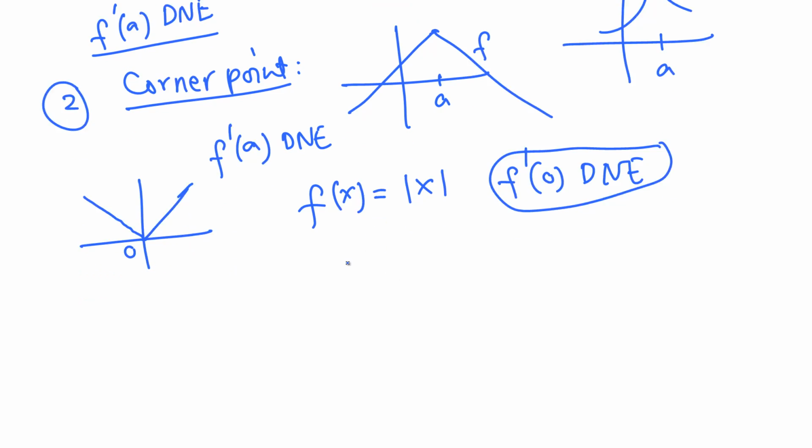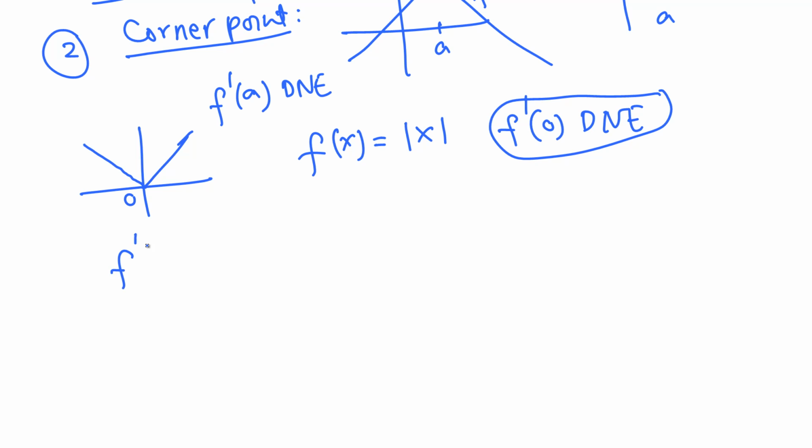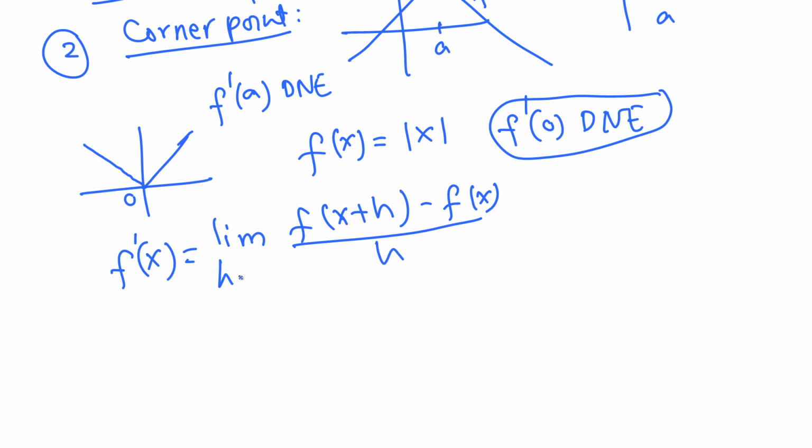So the definition of derivative is f prime at any point x is given by the limit of f of x plus h minus f of x over h, and we let that h go to 0. Now we want to find it at the particular point 0. So this value is 0, so we can just replace x everywhere with 0.